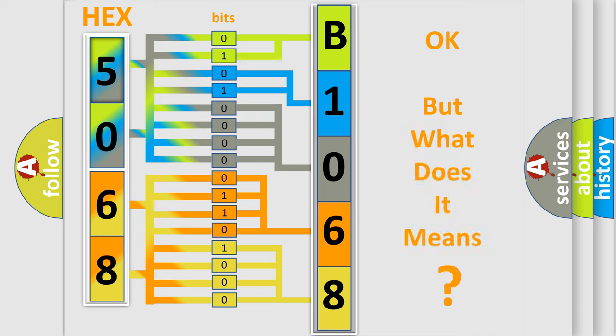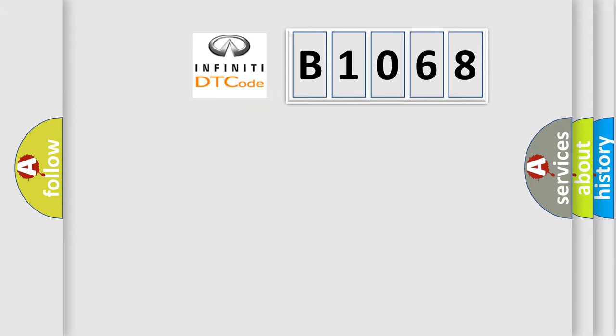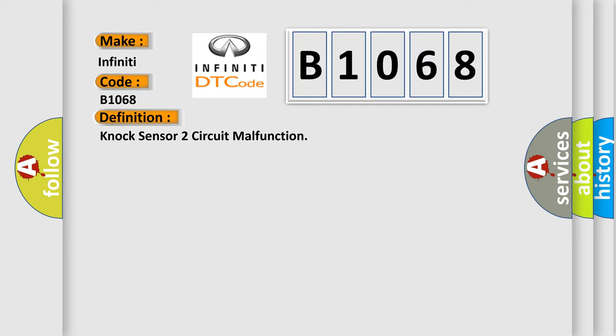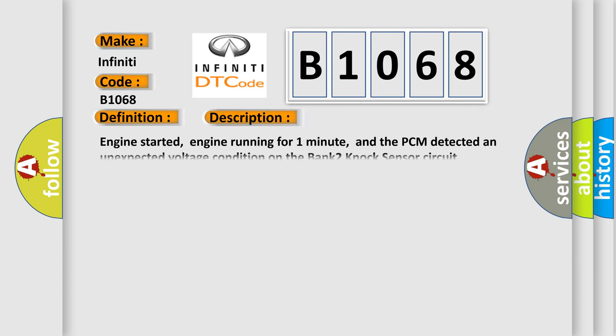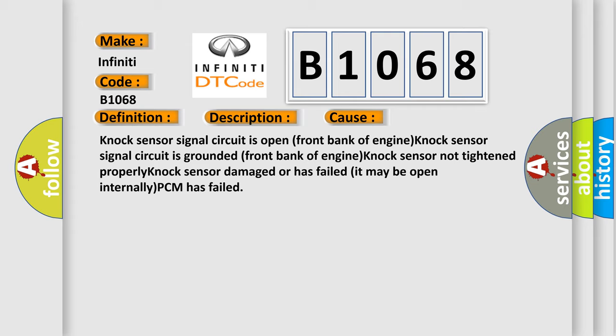The number itself does not make sense to us if we cannot assign information to what it actually expresses. So, what does the Diagnostic Trouble Code B1068 specifically mean for Infiniti? The basic definition is Knock Sensor 2 Circuit Malfunction. And now a short description of this DTC code. Engine started, engine running for 1 minute, and the PCM detected an unexpected voltage condition on the Bank 2 Knock Sensor circuit. This diagnostic error occurs most often in these cases: Knock sensor signal circuit is open, front bank of engine.